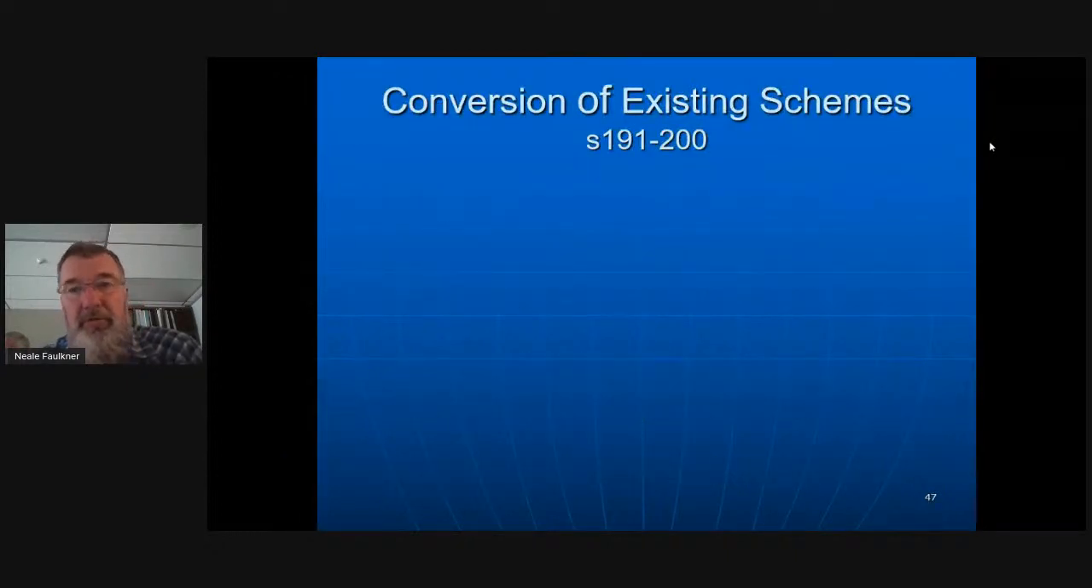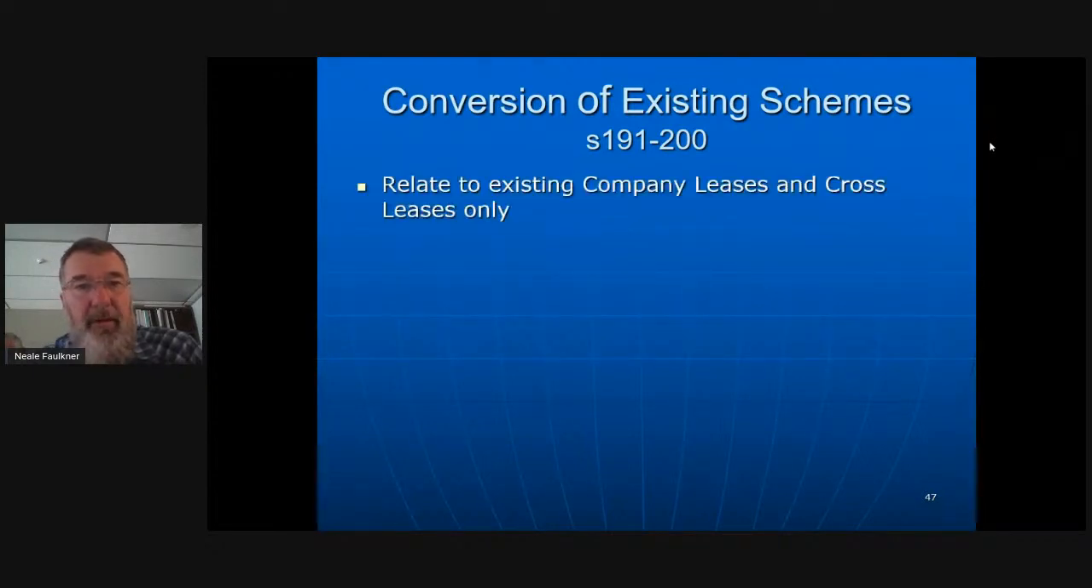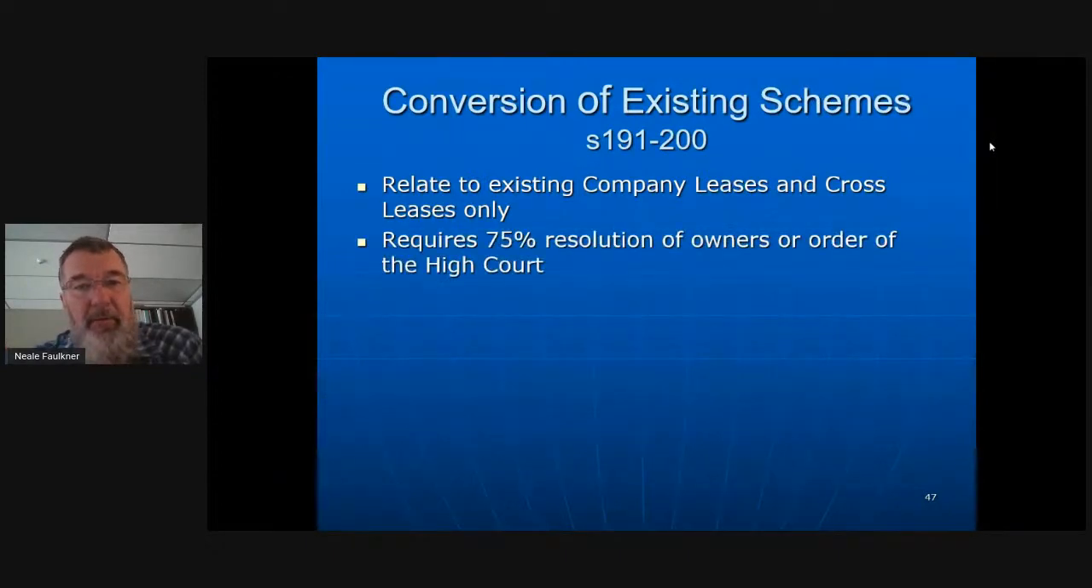So, conversion of existing schemes. This is another one that's not used a lot, but is there and is actually quite beneficial. It relates to existing company leases and cross leases and converting them to a unit title subdivision. So it's an easy pathway to convert a cross lease or a company lease to a unit title subdivision. It requires a 75% resolution of the owners or an order of the High Court to achieve it.